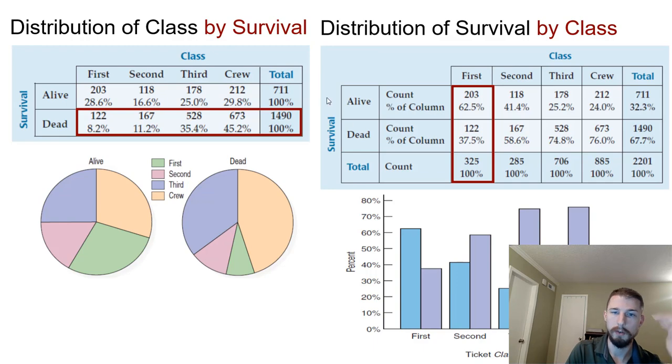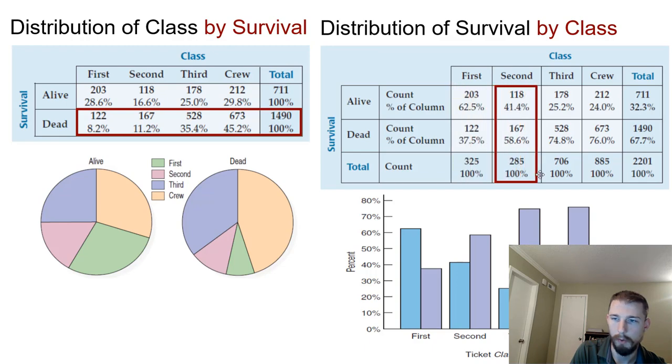The other way we could do this, instead of distribution of class by survival, we can look at the distribution of survival by class. So notice we're just switching them, okay? So now of all the first class people, what percent survived, what percent died? Of all the second class people, what percent survived and died, third class survived and died, and crew, I almost said fourth class survived and died. And then of course, you could do the overall survival rate and the overall death rate.